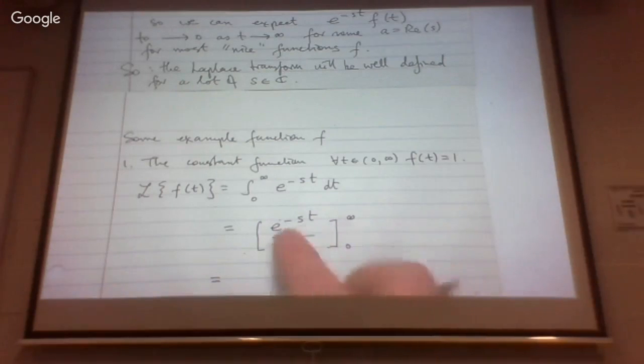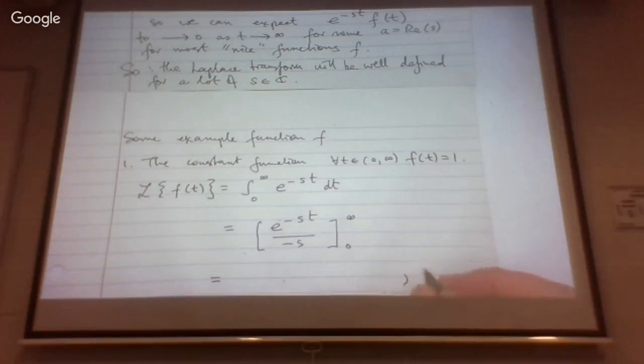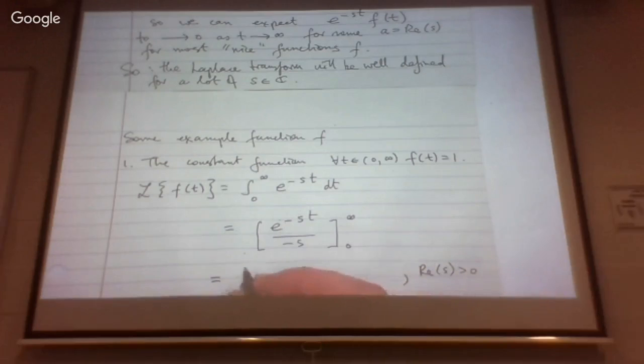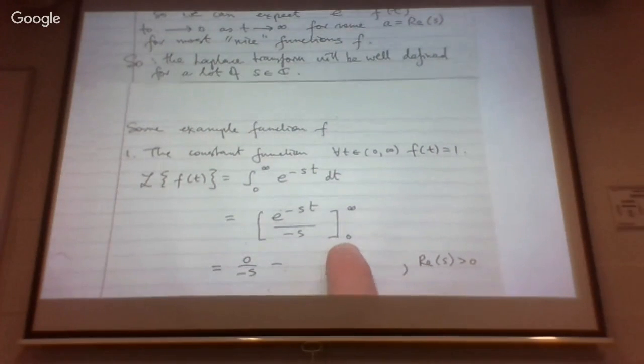Now, provided the real part of s is positive, when you take the limit, remember these are limits for t, so we integrated with respect to t. You take the limit as t goes to infinity, provided the real part of s is bigger than 0, this quantity here, this numerator, is going to converge to 0. It's going to be 0 over minus s minus the evaluation at t equals 0. And when t is 0, you've got e to the 0, which is 1. So it's minus 1 over minus s. So it's 1 over s, but only for the real part of s bigger than 0.